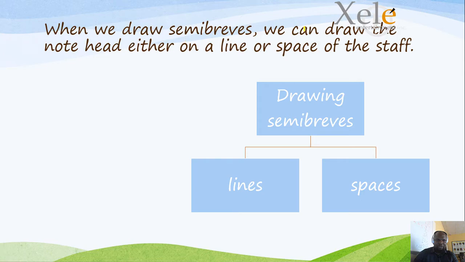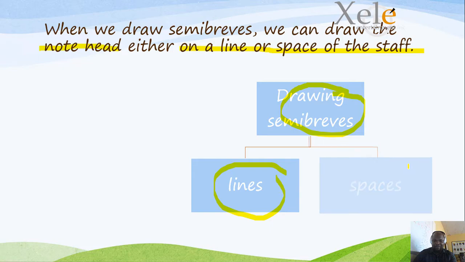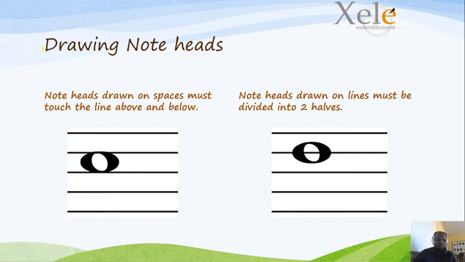Now when we draw semibreves, we can draw that oval shaped note head either on a line of the staff or on a space of the staff. So when you want to draw a semibreve on a staff, you can go ahead and draw its note head on a line of that staff or on a space of the staff. So let's take a quick look at what it entails.